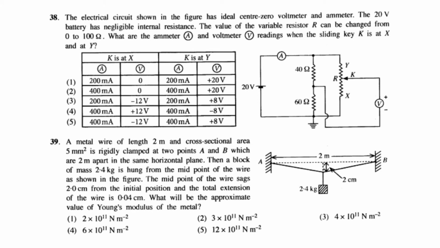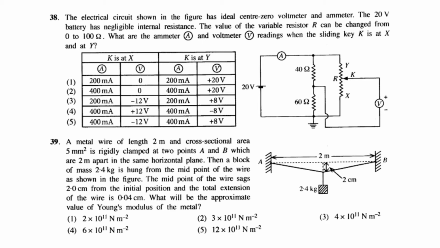Voltmeter and ammeter are ideal and center zero. The battery has negligible resistance. The variable resistor R can be changed from 0 to 100 ohm. They are asking for the ammeter reading and voltmeter reading when the sliding key is at X and at Y.